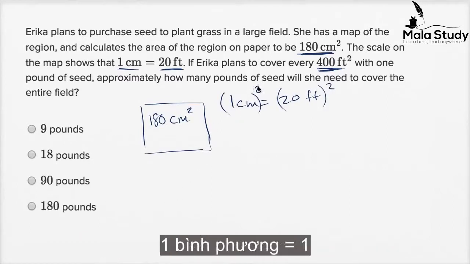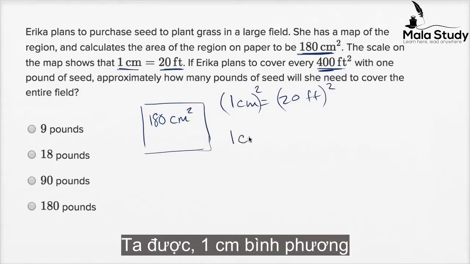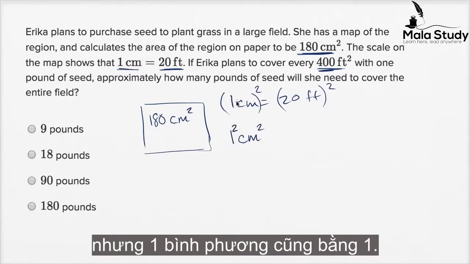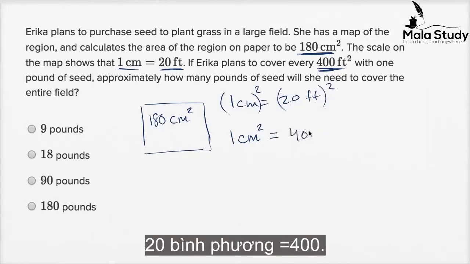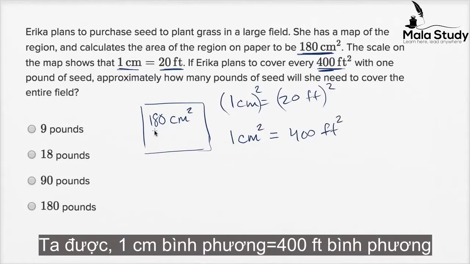And what will that be? 1 squared is still 1, but now we have 1 centimeter squared. I could write it like this, just to be clear that I took both of them to the second power, but 1 squared is just 1. And this is going to be equal, 20 squared is going to be 400 square feet. So 1 square centimeter on this map is going to be equal to 400 square feet.